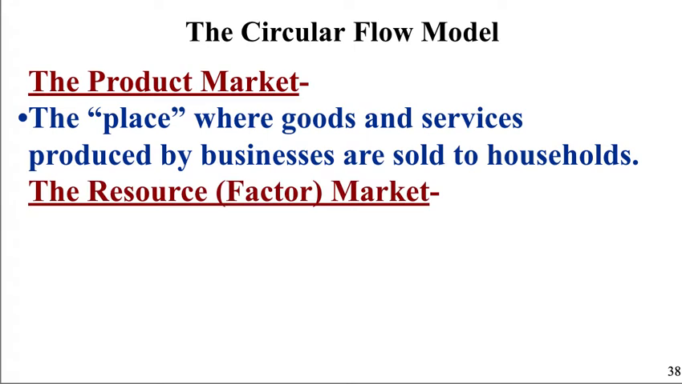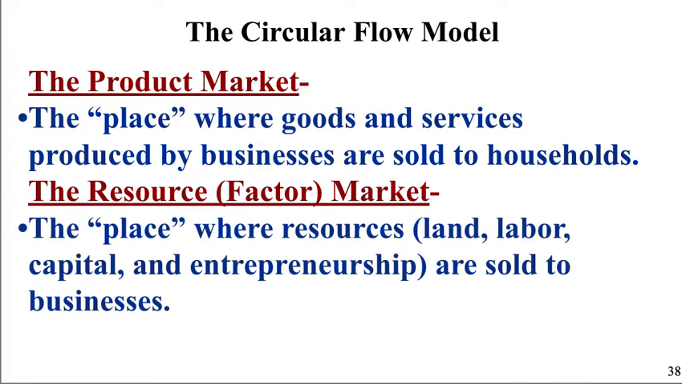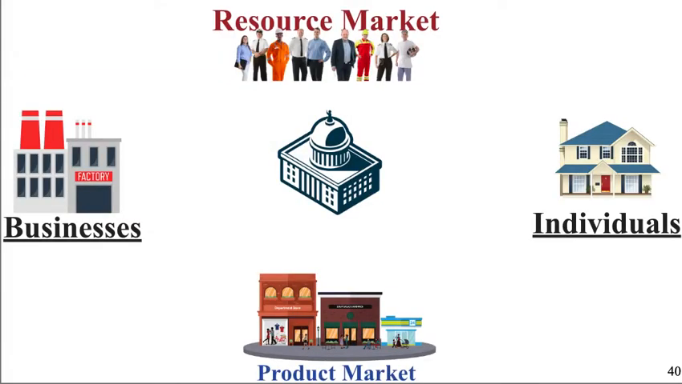Now, there's also the resource market. I have in parentheses here the factor market. Remember back a few days ago, we talked about the factors of production. This is where those factors of production come into play and fit into the circular flow model. So this is the place where resources like land, labor, capital, and entrepreneurship are sold to the businesses. Remember, we said that every business has to have these four factors of production. Otherwise, they can't make their wonderful, glorious donuts. And so they have to have a place in which these are sold from the owners of these things to the businesses.